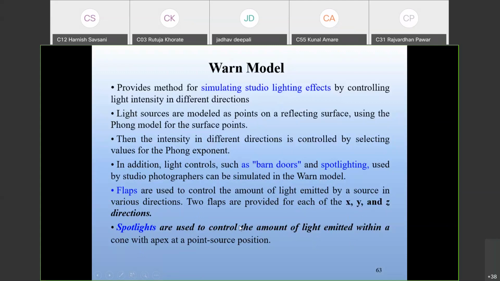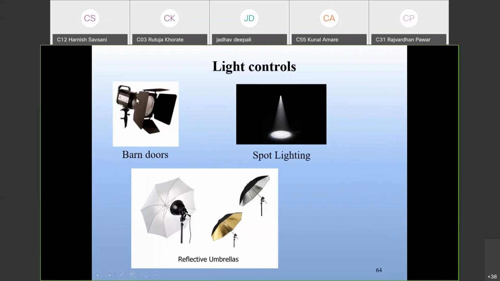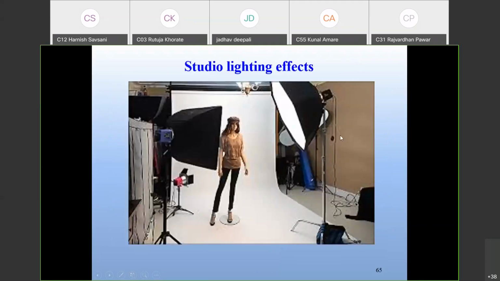If we use the entire room light, then the light effect is different in our picture. But if we use such kinds of lights, for example, see here, this is the barn doors that were used, this is the spotlights, and these are the reflective umbrellas that you can see in the studio. All these are for light control. You can observe in this picture that cones are used here so that the light is controlled with this cone.